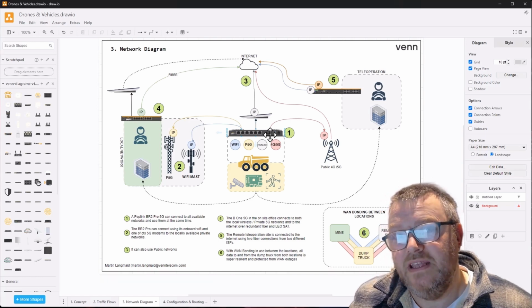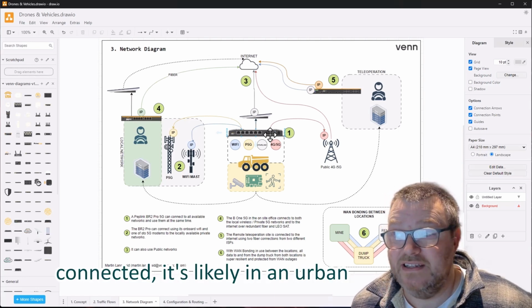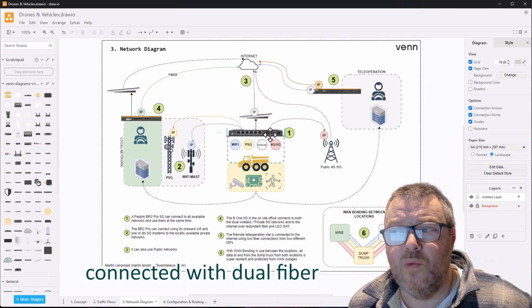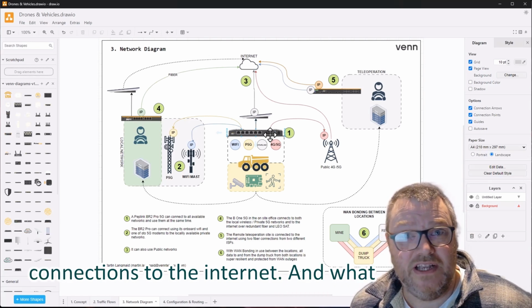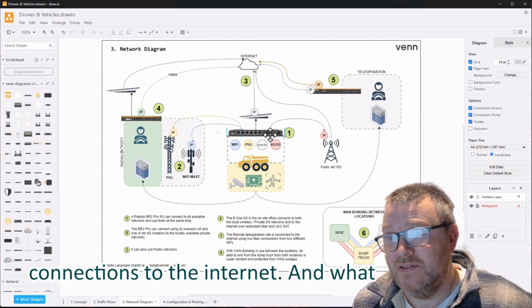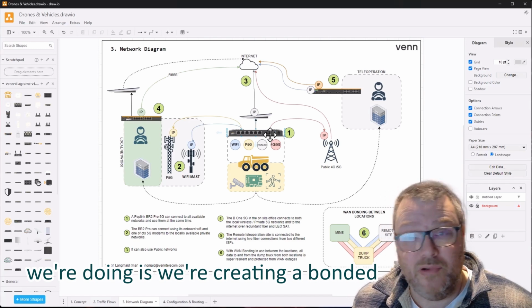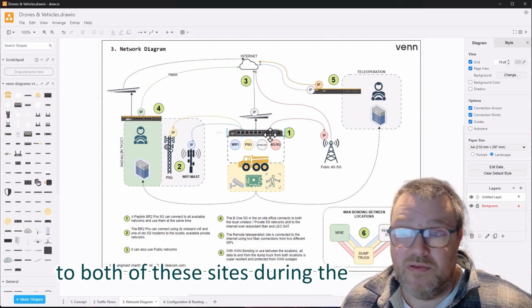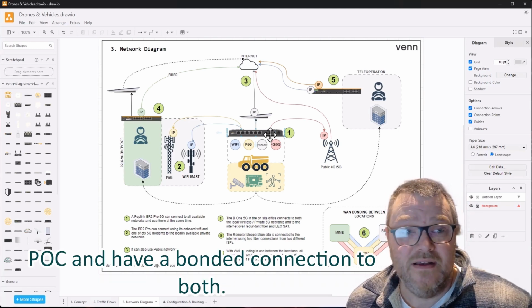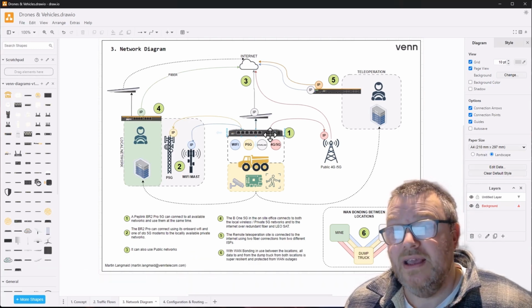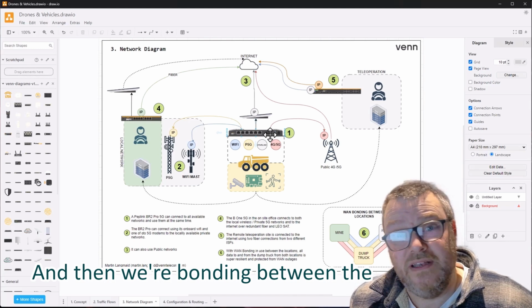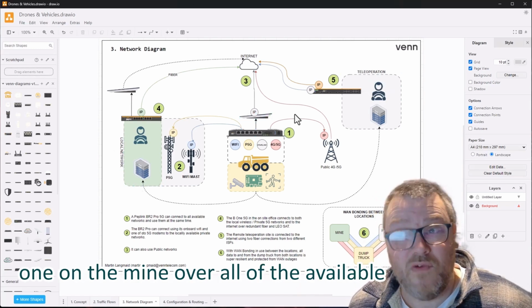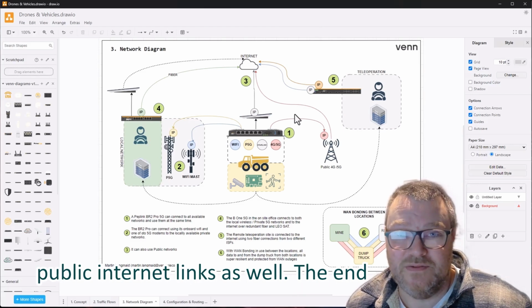Now, what about the remote site? Well, the remote site is connected, it's likely in an urban environment, and in this case, it's connected with dual fiber connections to the internet. And what we're doing is we're creating a bonded mesh effectively. The truck will connect to both of these sites during the POC, and have a bonded connection to both. And then we're bonding between the remote teleoperation site and the local one on the mine over all of the available public internet links as well.